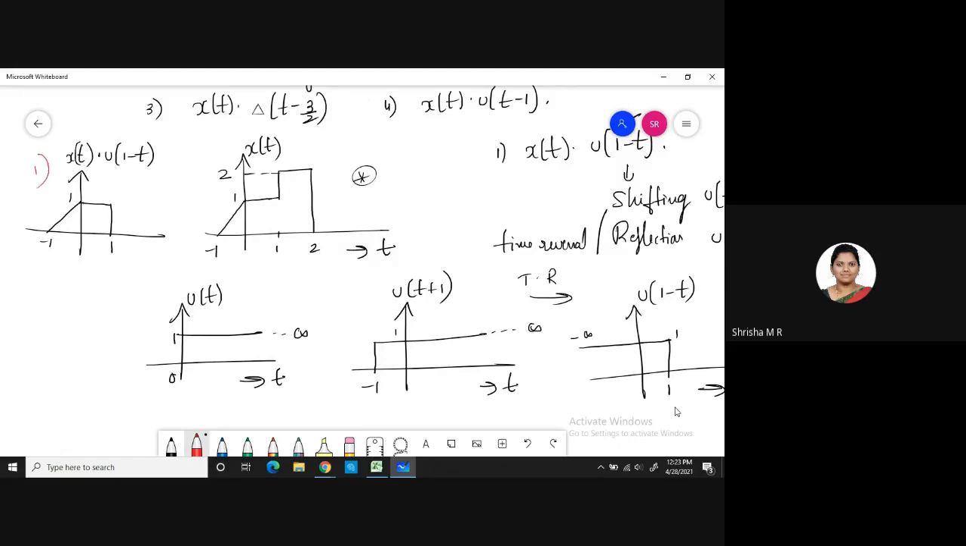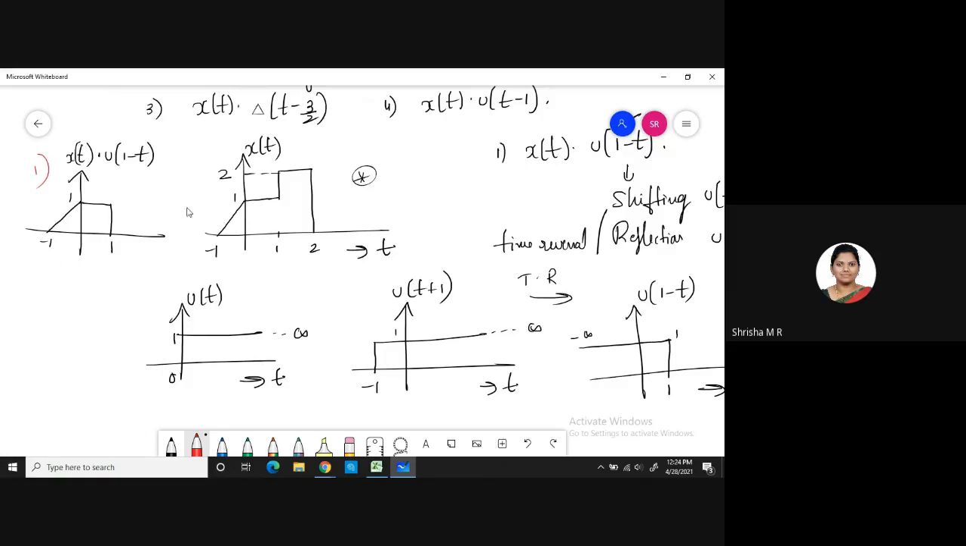Understood? Do you have any doubts? At minus 1 also it will be 1 in amplitude? Yes, in u of 1 minus t, the signal is existing from minus infinity to 1 with an amplitude 1. 1 multiplied with anything is 1 only. So we are trying to multiply this amplitude with this amplitude, and you will get back this signal, because in x of t at minus 2 you have 0. 0 multiplied with 1 is 0 only. Got it?